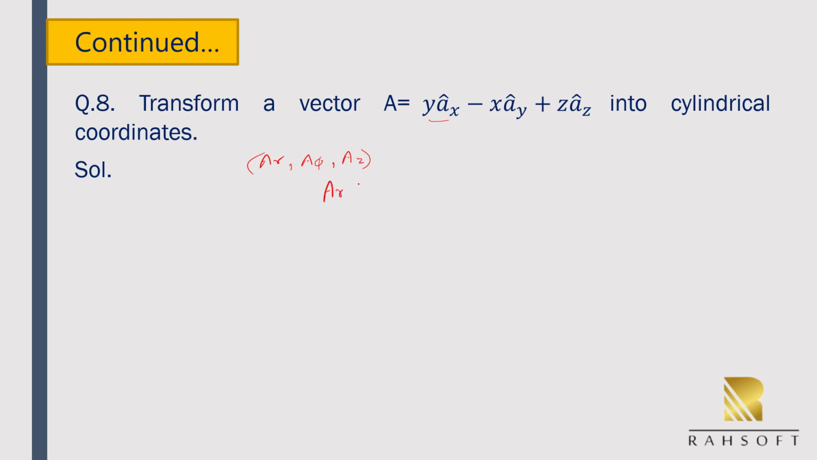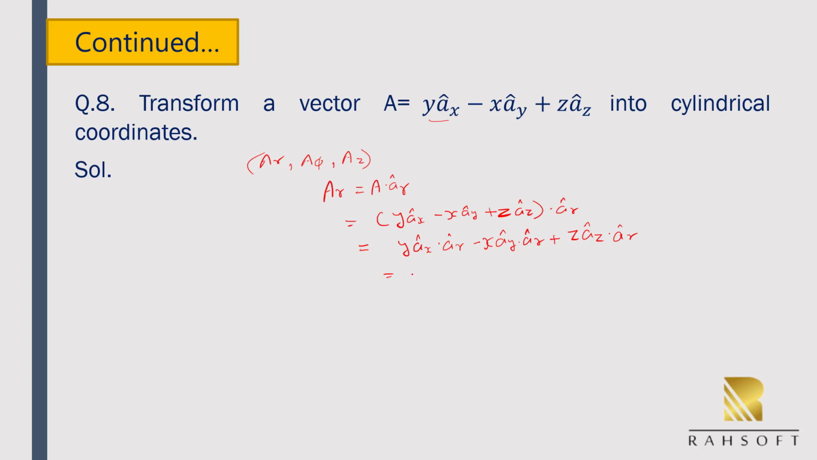So we know that A rho equals vector A dot unit vector a rho. So we have this vector, y unit vector a x minus x unit vector a y plus z unit vector a z, dot unit vector a rho. Now, doing the dot product inside the bracket, you will get y unit vector a x dot unit vector a rho minus x unit vector a y dot unit vector a rho plus z unit vector a z dot unit vector a rho.